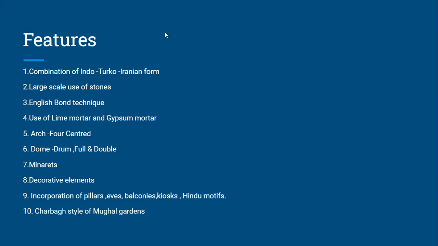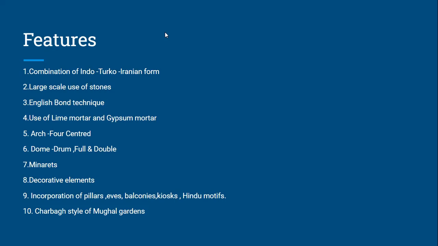Dome जो है यहाँ पे, we have a big drum, drum के ऊपर the dome is being constructed. We have a full dome and a double dome. तो full dome क्या होता है, double dome क्या होता है, that also we will understand. Full dome तो already we have seen, double dome we have already covered, so that is continued over here. Then emergence of minarets, so minarets continued. Then new decorative elements continued over here.